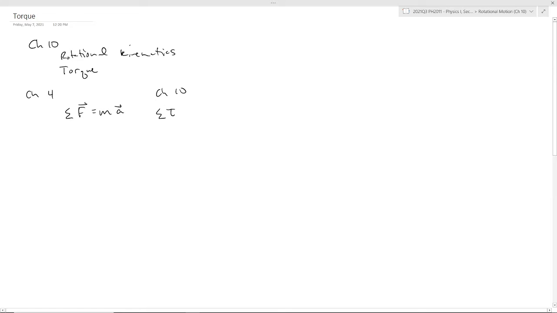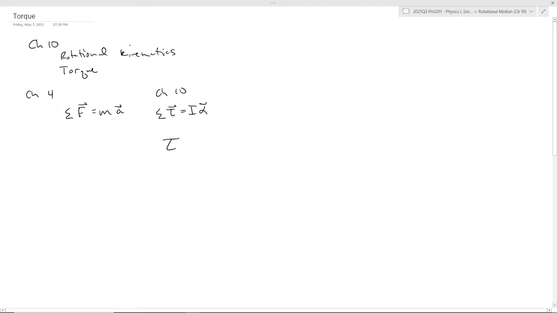So the sum of the torque on an object is going to equal something called the object's moment of inertia times its angular acceleration. Now, technically these quantities, torque and angular acceleration, are vectors as well, although we're not going to emphasize that as much because the definition for torque requires a little bit more sophisticated vector math than all of us have used so far. So we're going to use a little bit simpler way of talking about it.